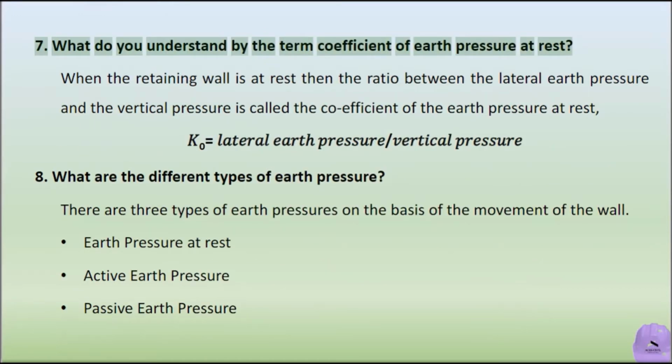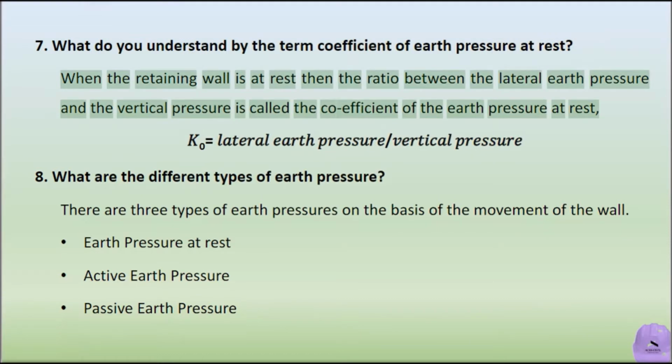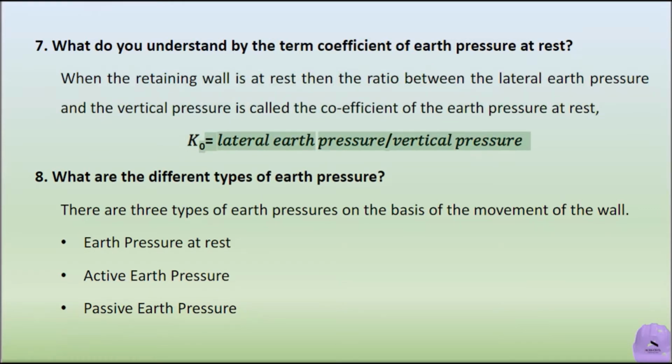7. What do you understand by the term coefficient of earth pressure at rest? When the retaining wall is at rest, then the ratio between the lateral earth pressure and the vertical pressure is called the coefficient of the earth pressure at rest, K0 equals σh over σv.